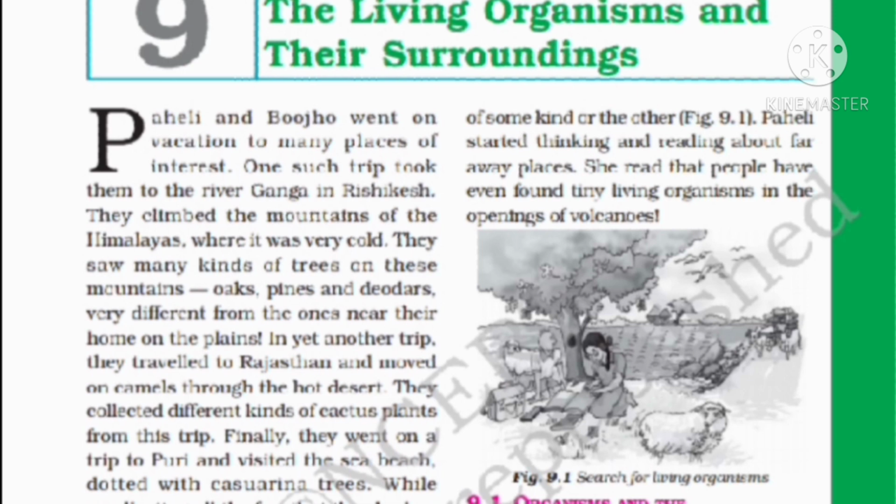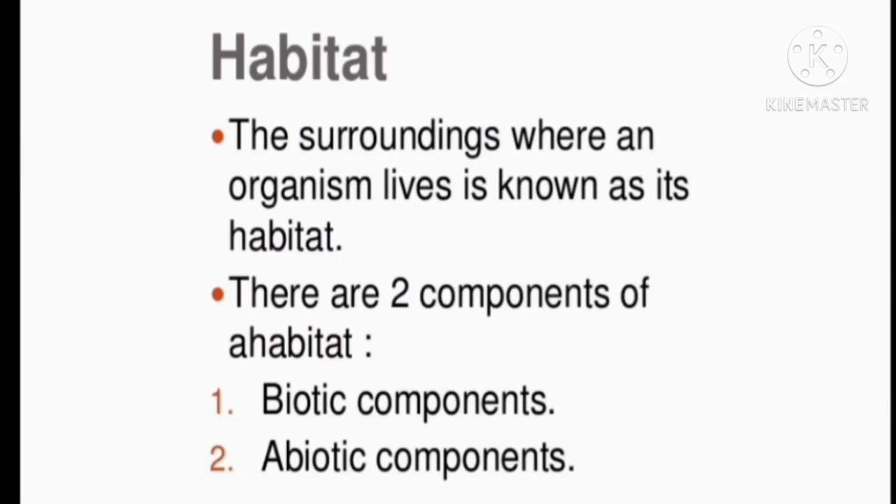Now, let us move further. Before that, we can have one concept map about this chapter. What do you mean by habitat? Habitat means the surrounding where an organism lives. Suppose what we need to survive: we need a house, food, water, air, and a proper place for our survival. So this is our habitat.